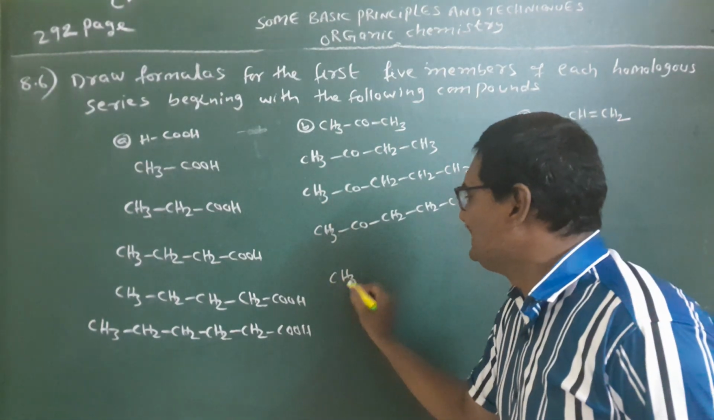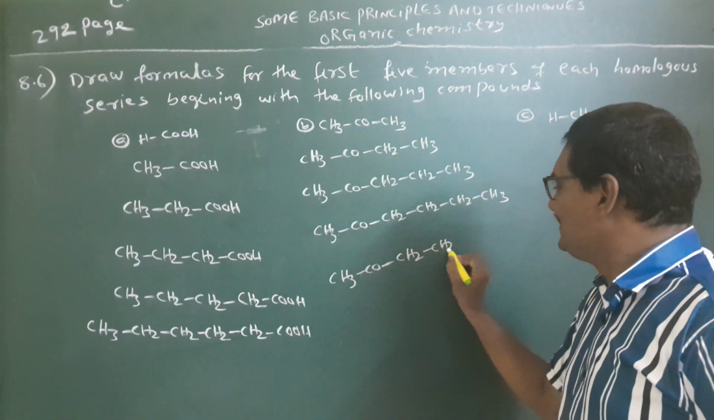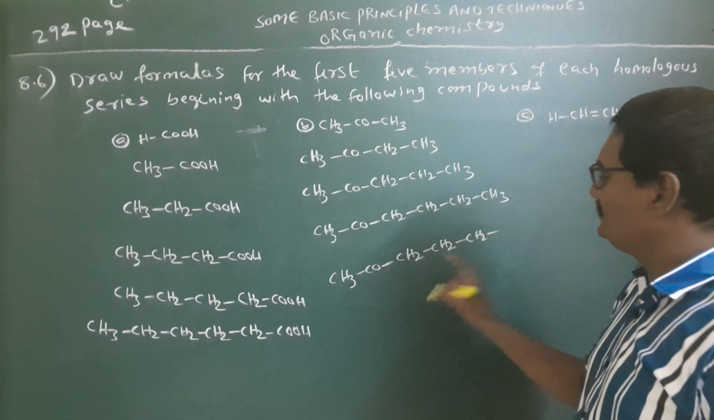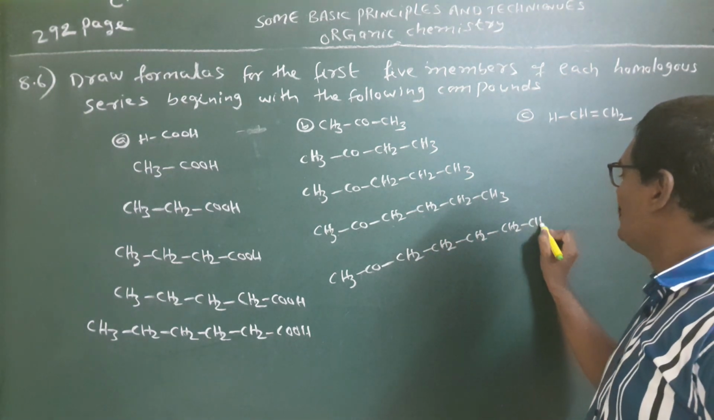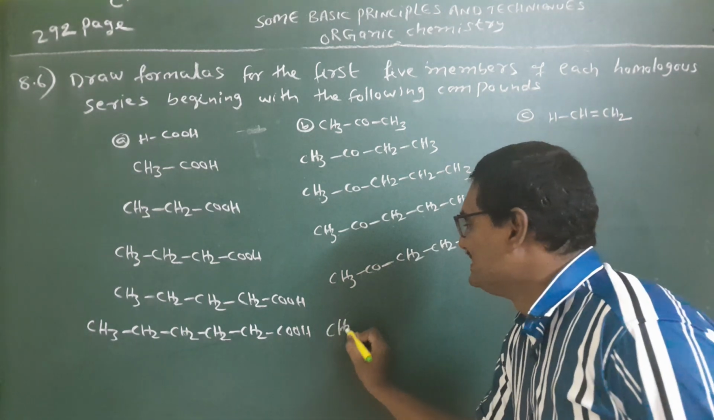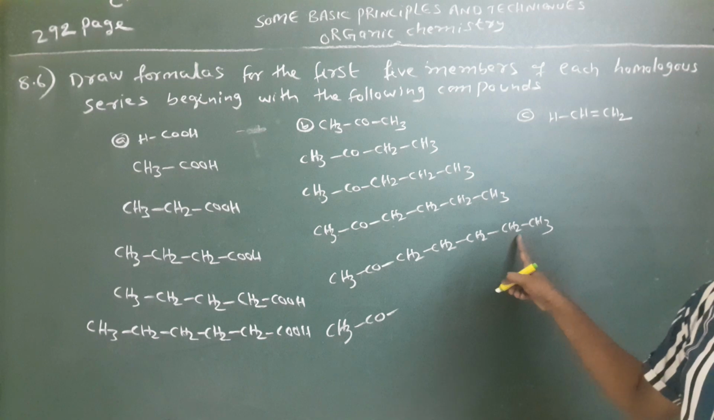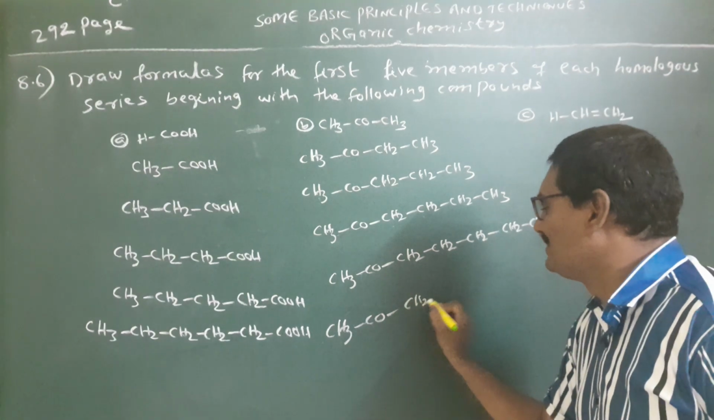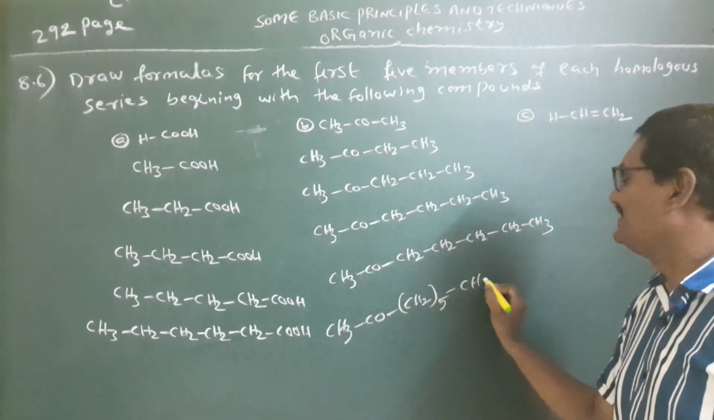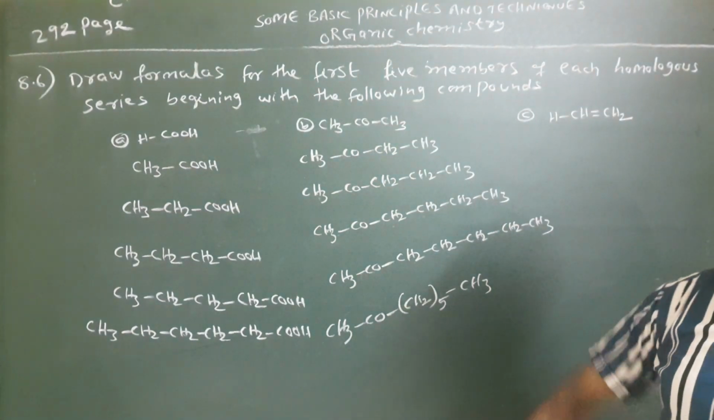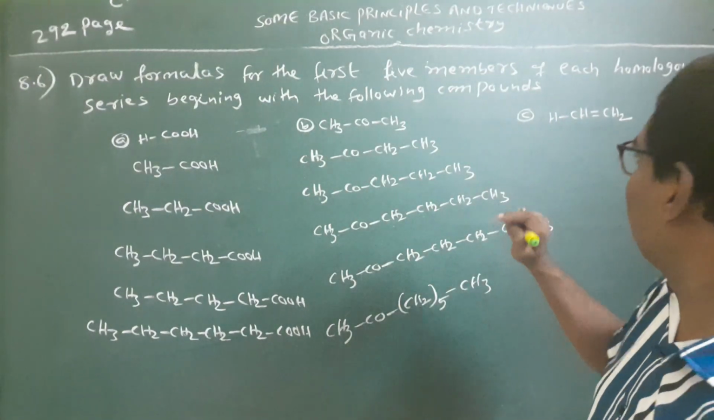Another one, CH3COCH2CH2CH2CH2CH3. So last, finally, CH3CO(CH2)4CH3. So we can write simply CH2 to the 5, then CH3. These are the 5 compounds in the homologous series of acetone, CH3COCH3.